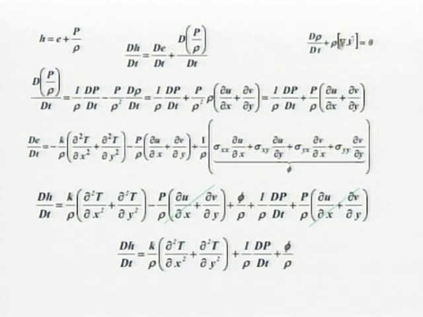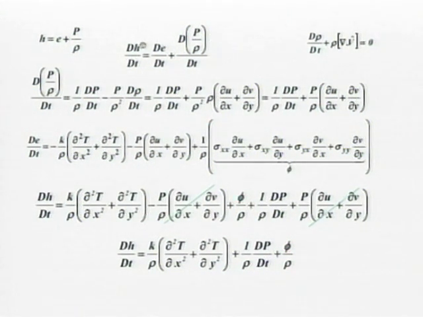So that is what I have reminded you and written for dρ/dt as ρ del dot V, which in 2D I am writing as del u by del x plus del v by del y. That is equal to 1 upon ρ dP/dt plus P by ρ and so on. Okay, so now let me substitute this here.